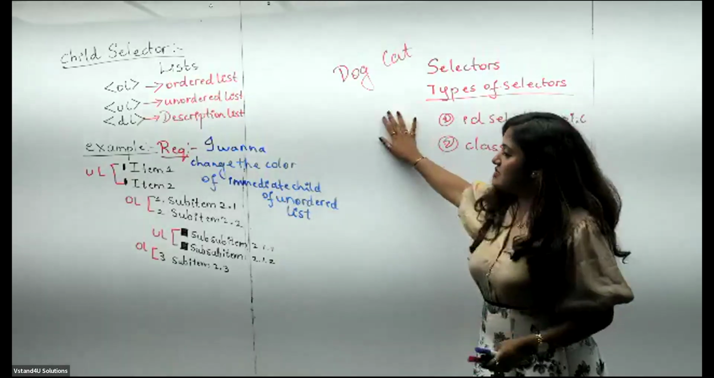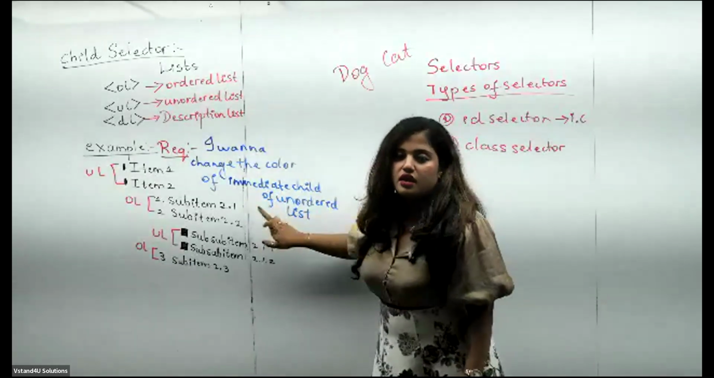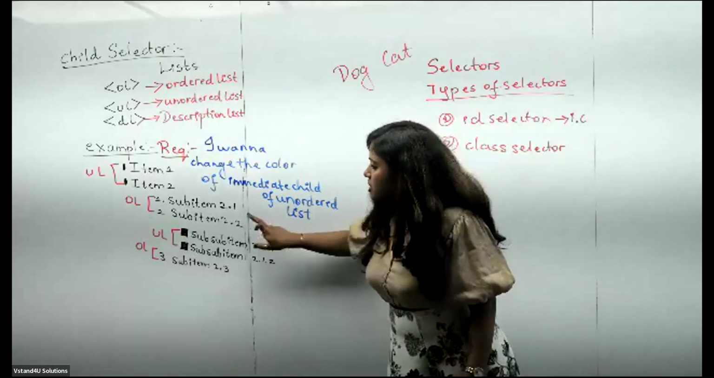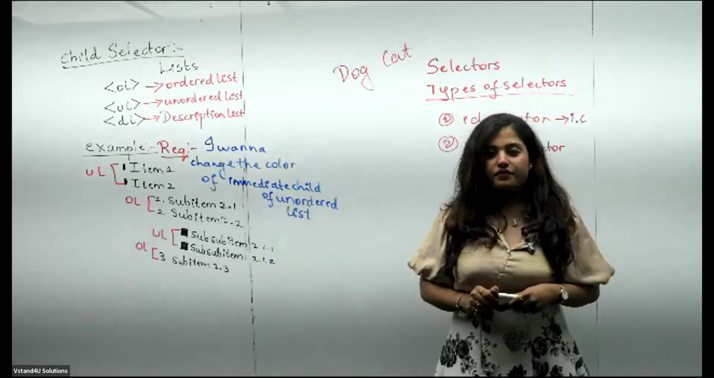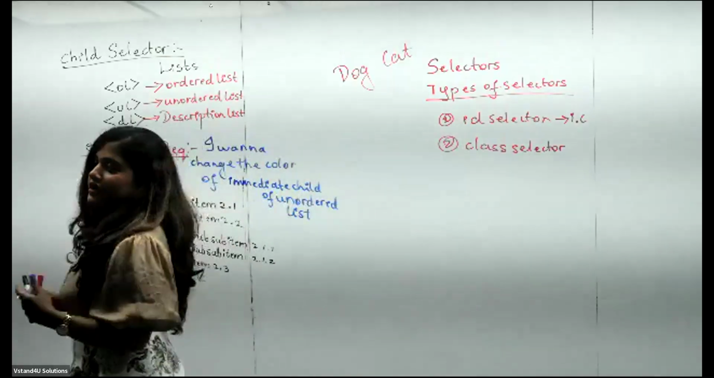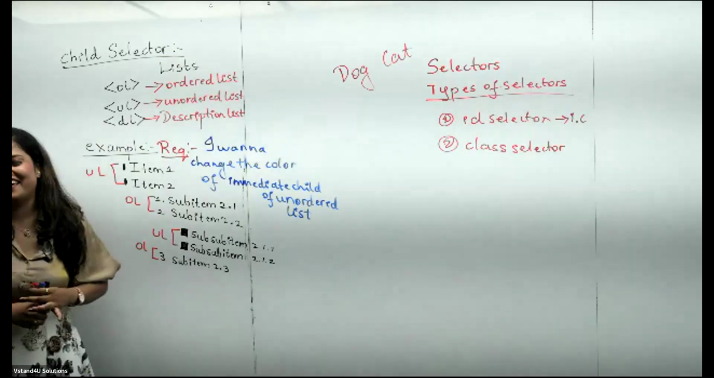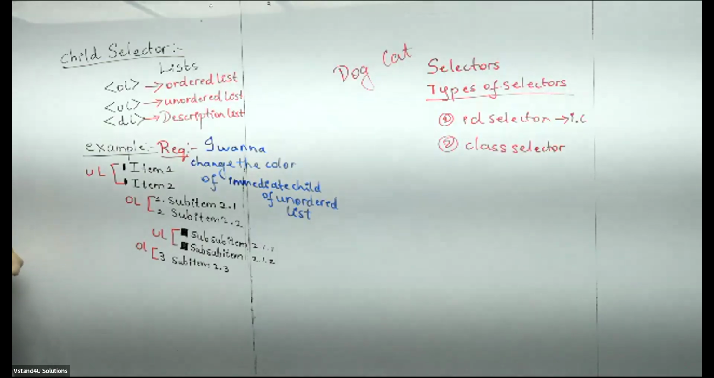In the same way, can you match between an ordered list and an unordered list? Can you build any relationship between ordered list and unordered list? Can you build or not? Then which is the parent element? There is no parent element here.